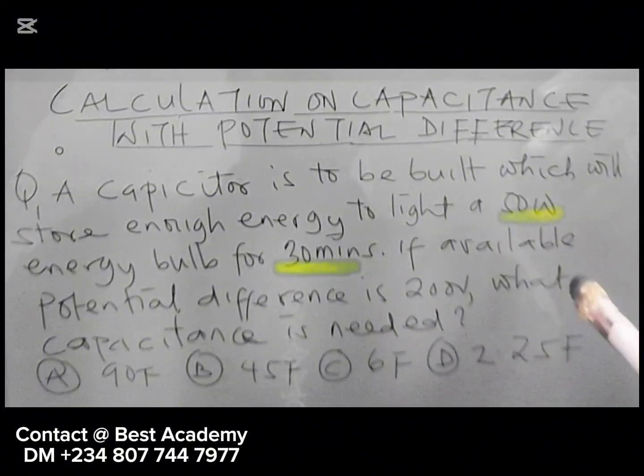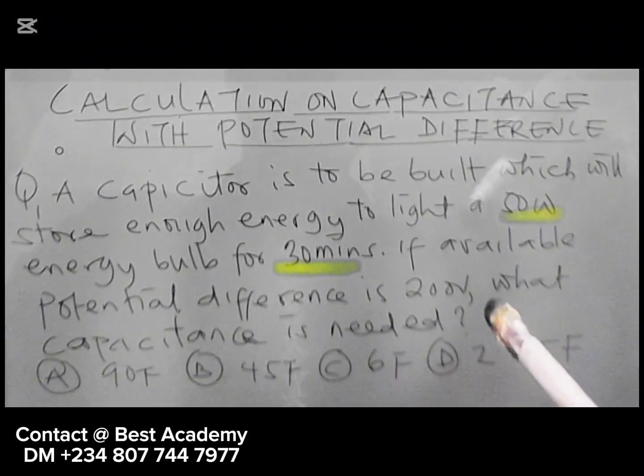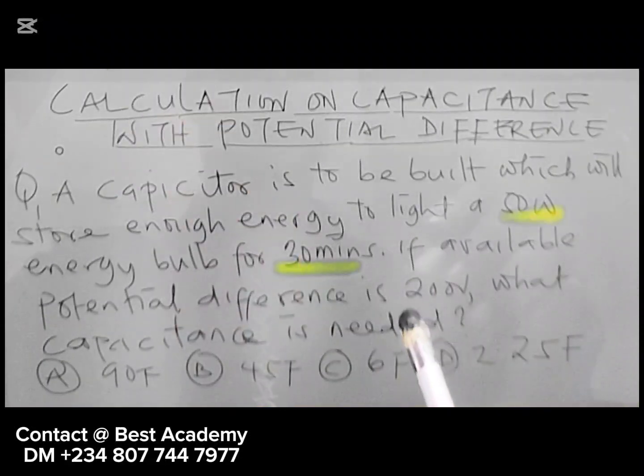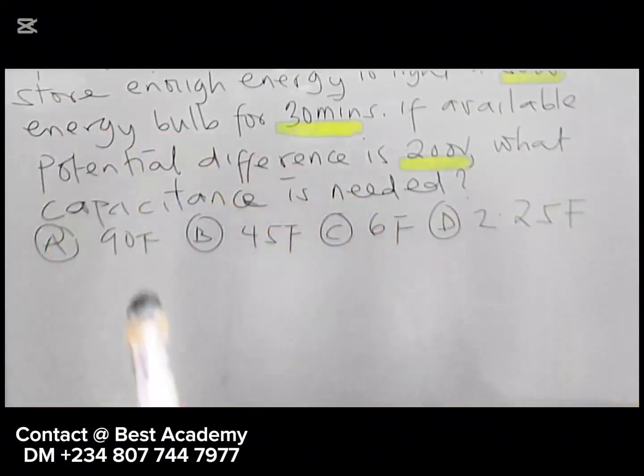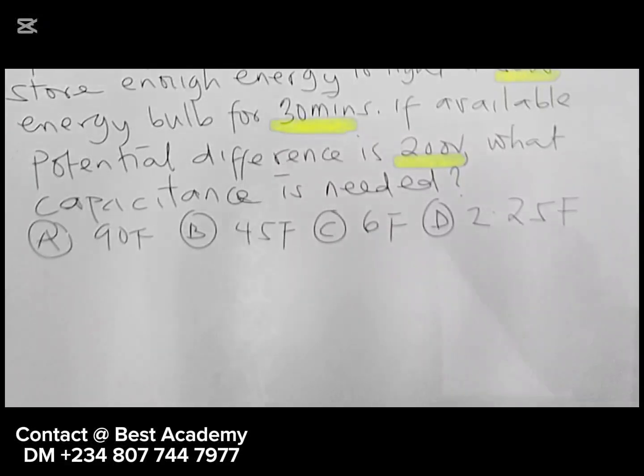Next, they say if available potential difference is 200 volts, that means the potential difference here is 200 volts. What capacitance is needed? So we are asked to find the capacitance here. These are the options here. So first of all, let's solve the equation. Before solving this question, there's something you have to understand with this solution.